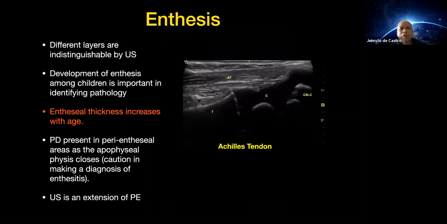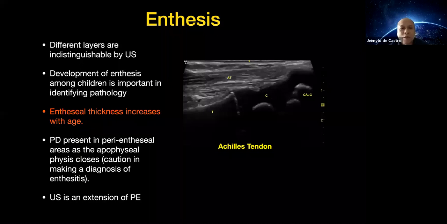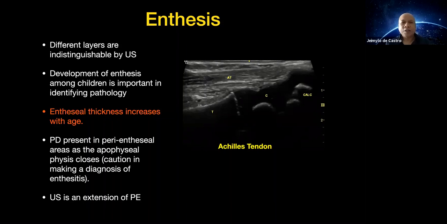Okay, now these are the different layers that we mentioned in the enthesis, but when we look at the ultrasound, you will notice that it's hardly distinguishable. So what you can only see is the Achilles tendon that is directly attached to the apophyseal cartilage, as we mentioned earlier, that disappears as we age. So the enthesial thickness, which is part of the Achilles tendon, will thicken with age.